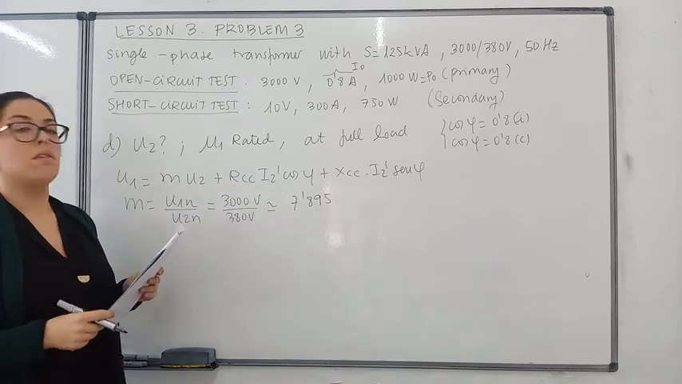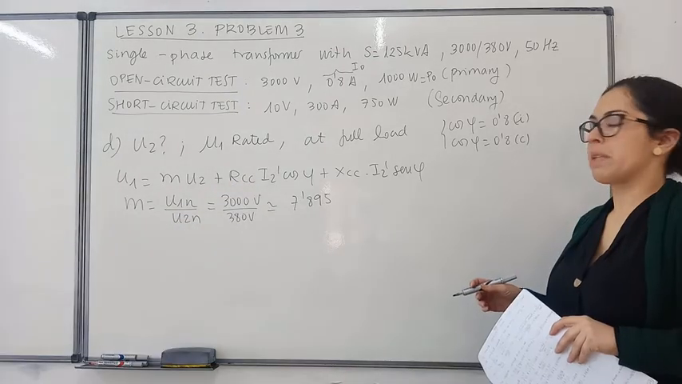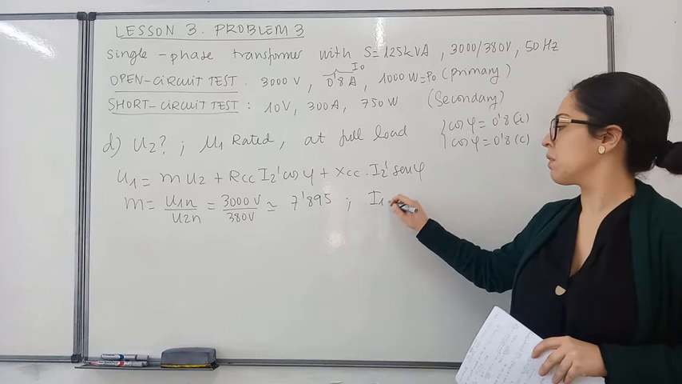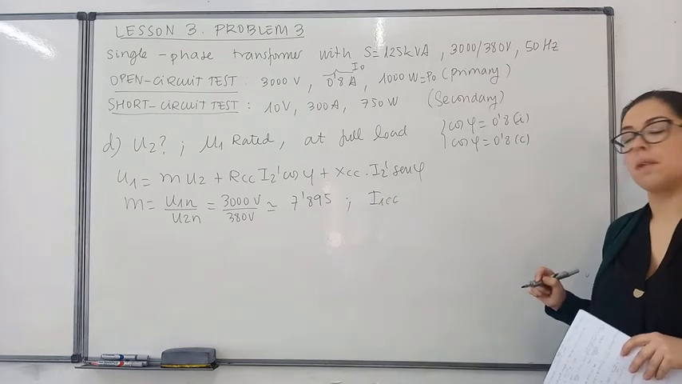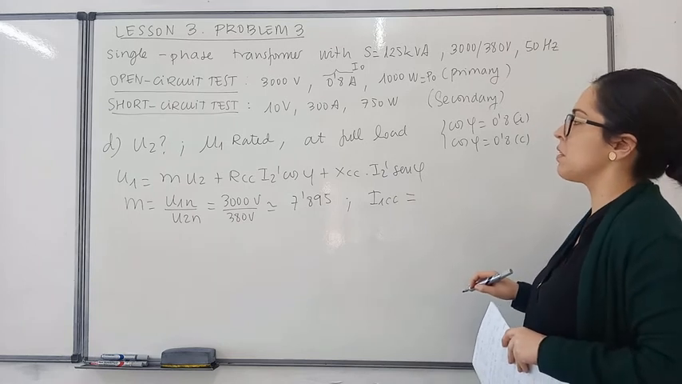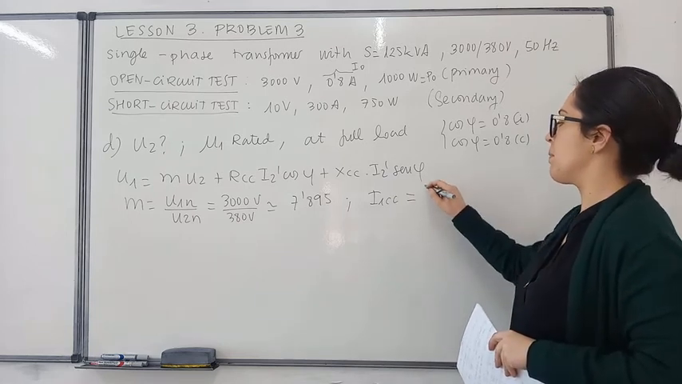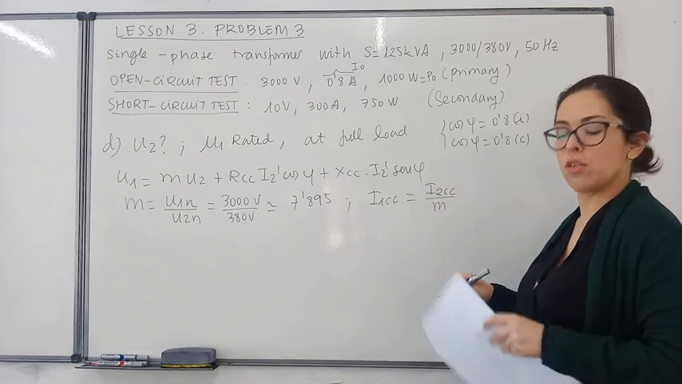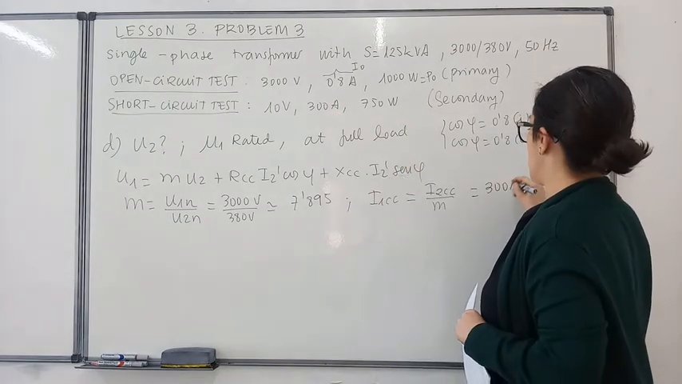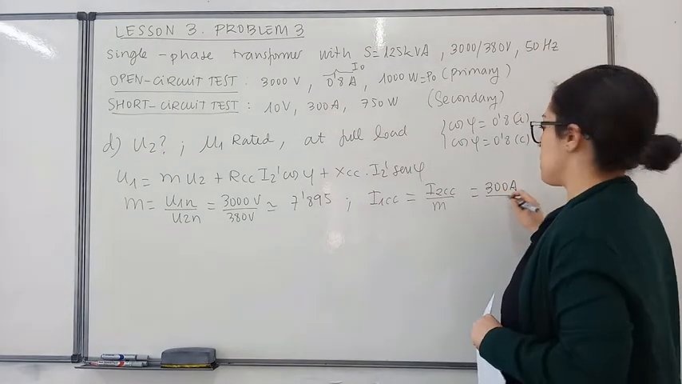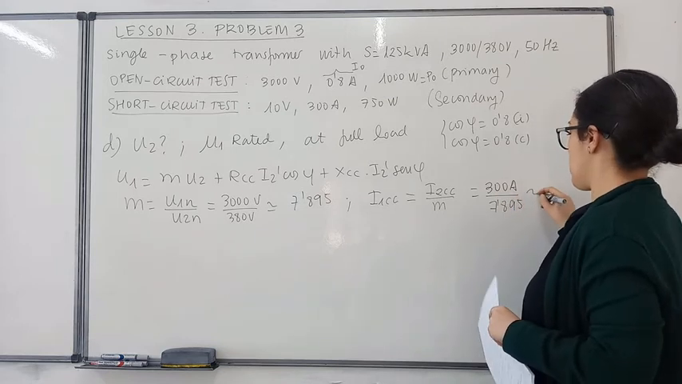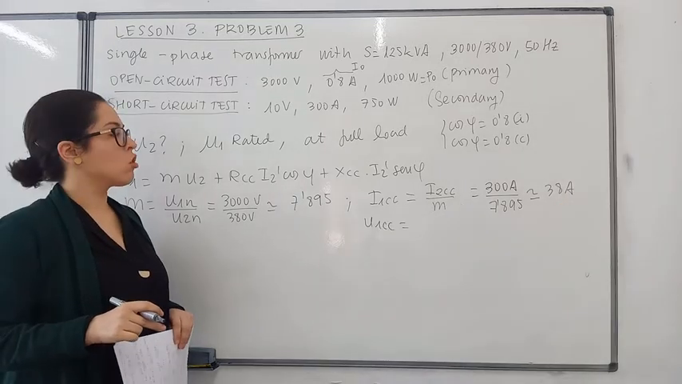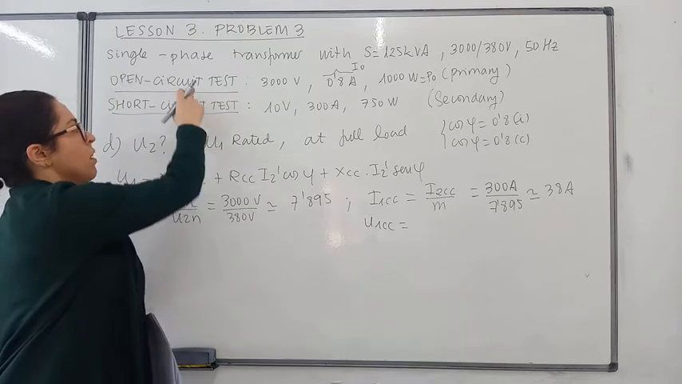We also need the resistance and reactance in the short circuit test. For obtaining that, first we need to know the values of the short circuit current referred to the primary winding. So what is the short circuit current referred to the primary winding? It would be the short circuit current of the secondary winding divided by the transformation ratio. 300 amps, that was the short circuit current in the secondary winding, divided by this transformation ratio, which gives approximately 38 amps.